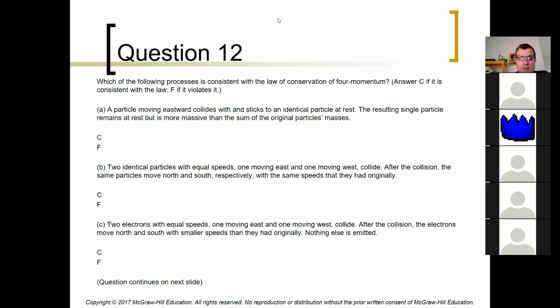Okay, finally, we've got a bunch of processes that may or may not be consistent with momentum conservation. Let's start with these three, and then we'll have to go to the next slide to finish it.